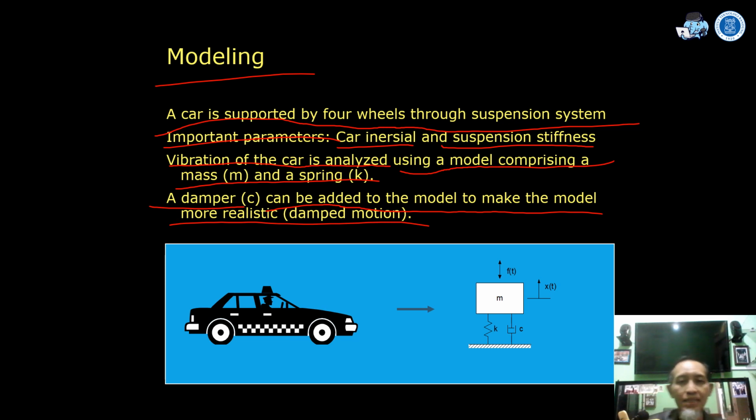So modeling is how to make a mathematical model. This is the car. From the physical phenomena, and using assumptions, etc., we make a physical model, and from the physical model we can make a mathematical model.